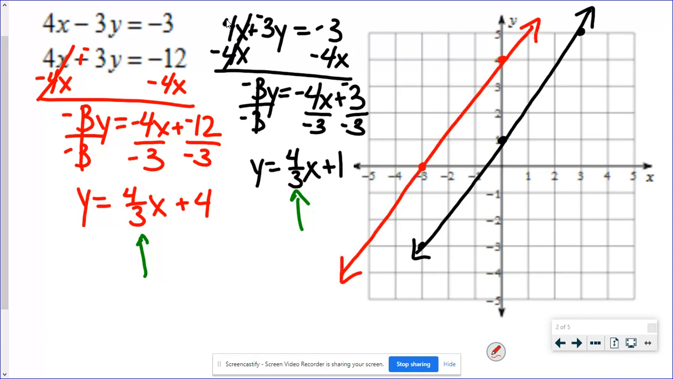Those two lines are parallel, which means they will never cross. Now, we didn't see this the first day. However, remember, the only solution is the point that makes both lines work. It's got to work for both equations. And there is no point that's going to work for both of these.